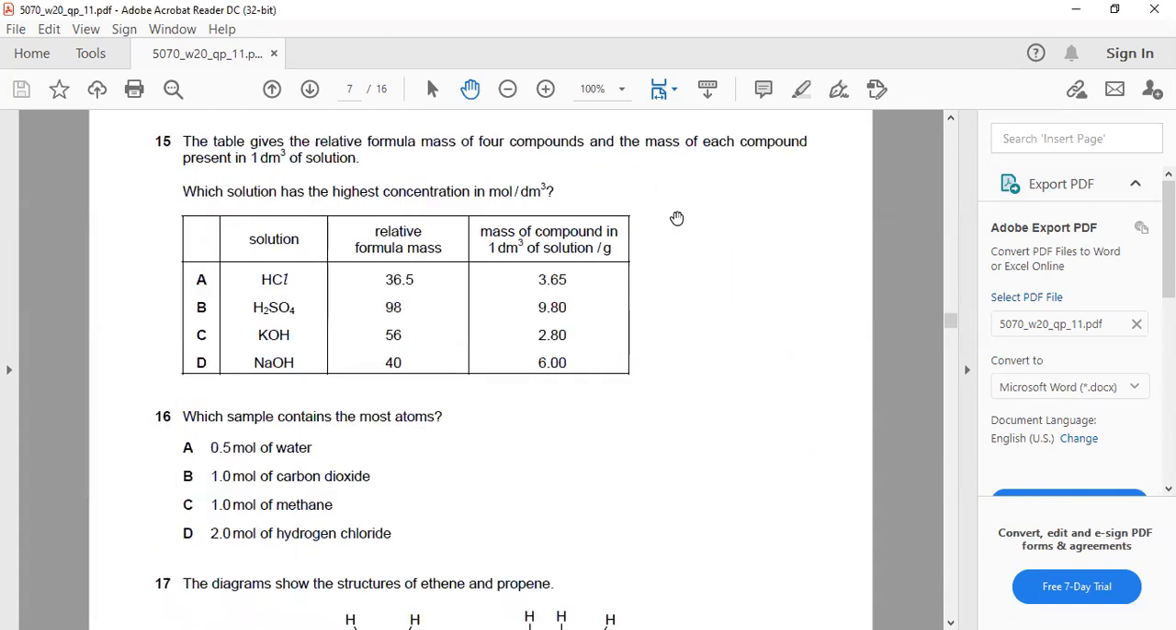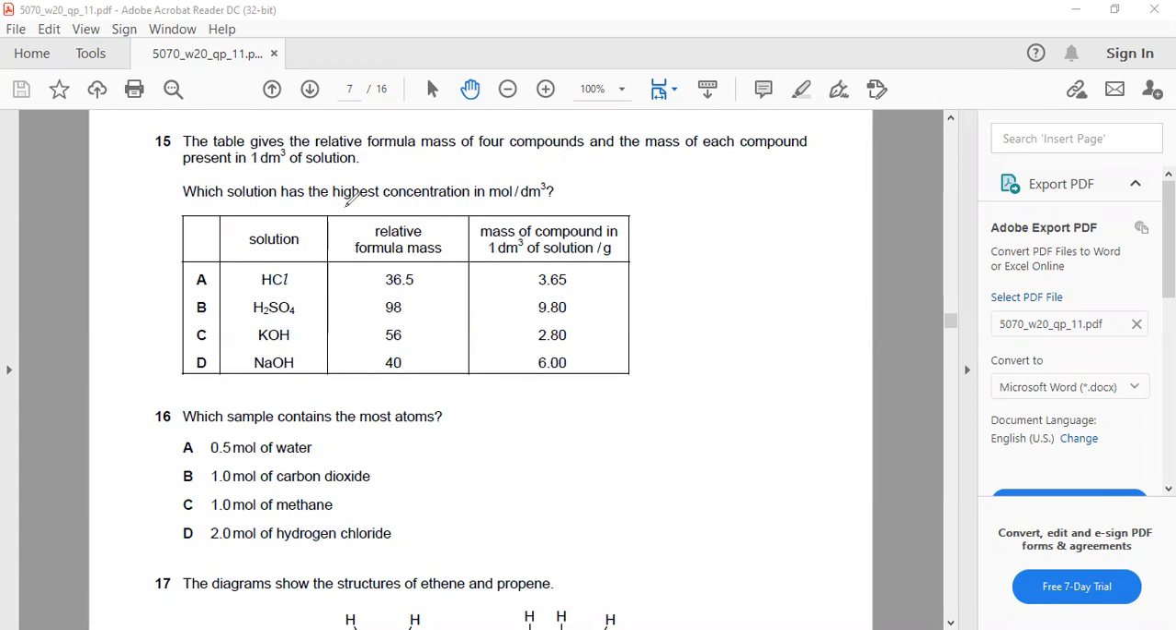Number 15. Again, mole calculation. How can we save our time in this question? The table shows relative formula mass. Many students don't know relative formula mass is the same as relative Mr, but for ionic compounds we cannot use the word relative molecular mass because they are ions. So we use relative formula mass. Like these two are ionic compounds. So it's similar to Mr. Okay.